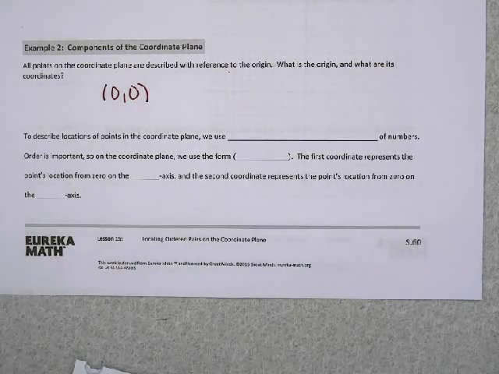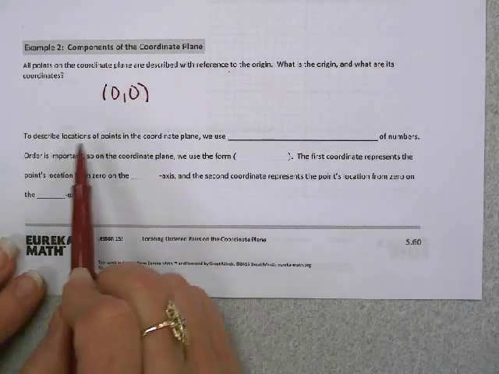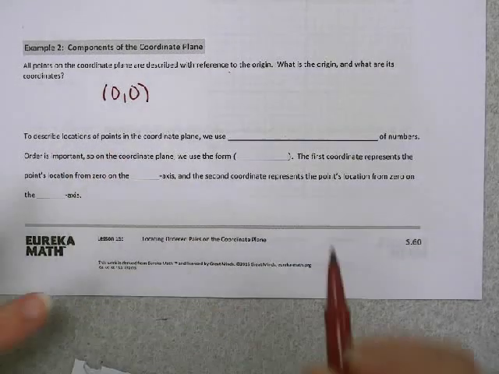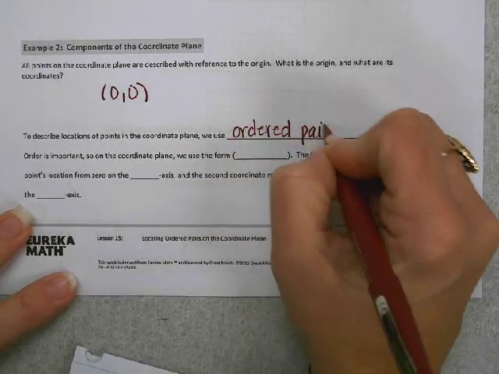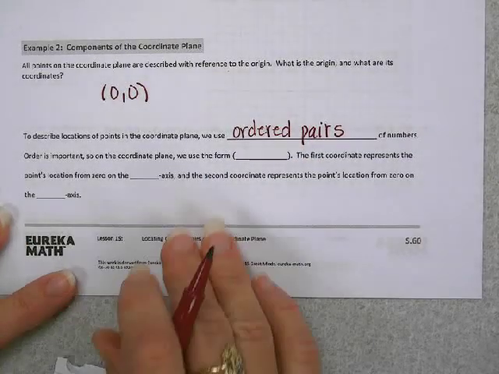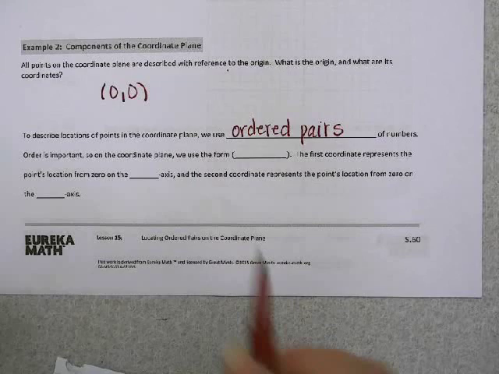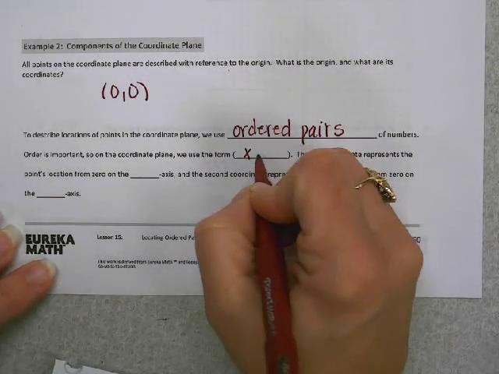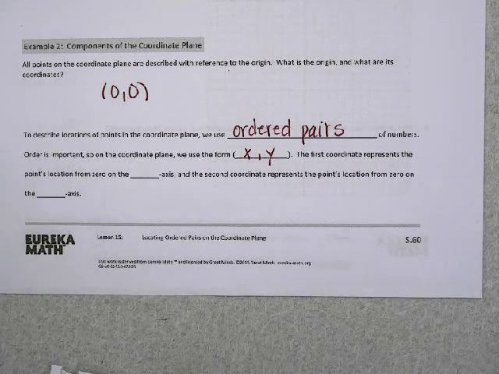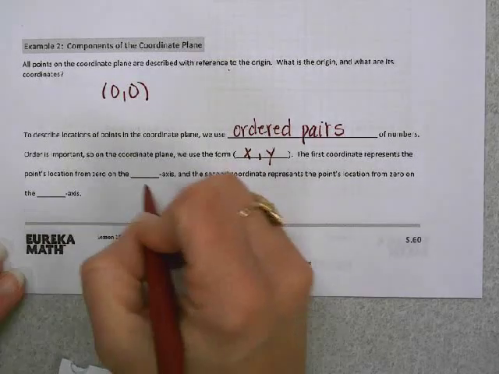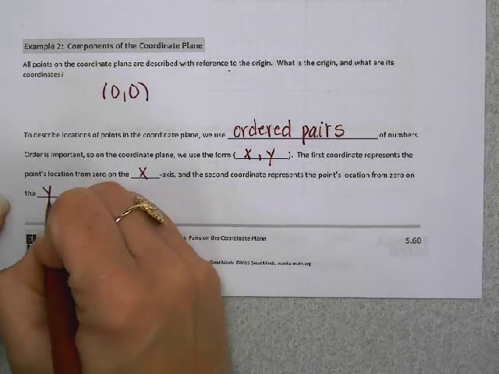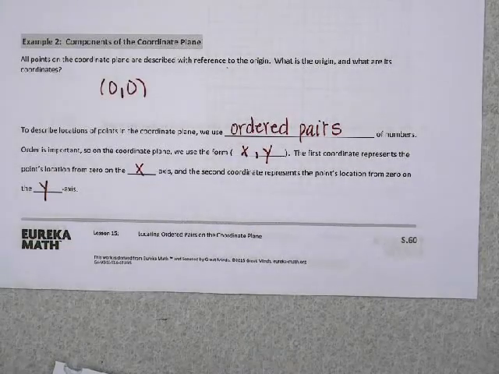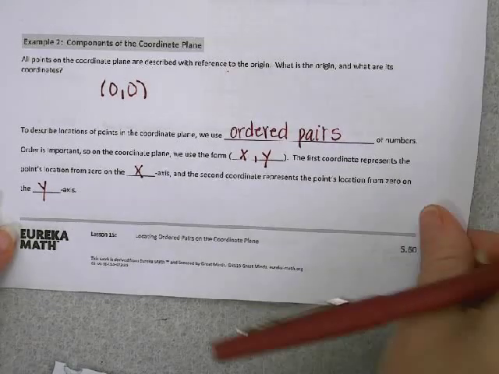So this paragraph down here, though, we're going to fill in our answers. It says, to describe locations of points in the coordinate plane, we use, and we're going to put ordered pairs of numbers. Order is important. So on the coordinate plane, we use the form, and this is what we talked about yesterday, (x, y). So making sure you have those parentheses, x, y. The first coordinate represents the point's location from 0 on the x-axis, and the second coordinate represents the point's location from 0 on the y-axis. Just so if you need to look back at other notes, you kind of have this there as well. And then we're going to turn the page.